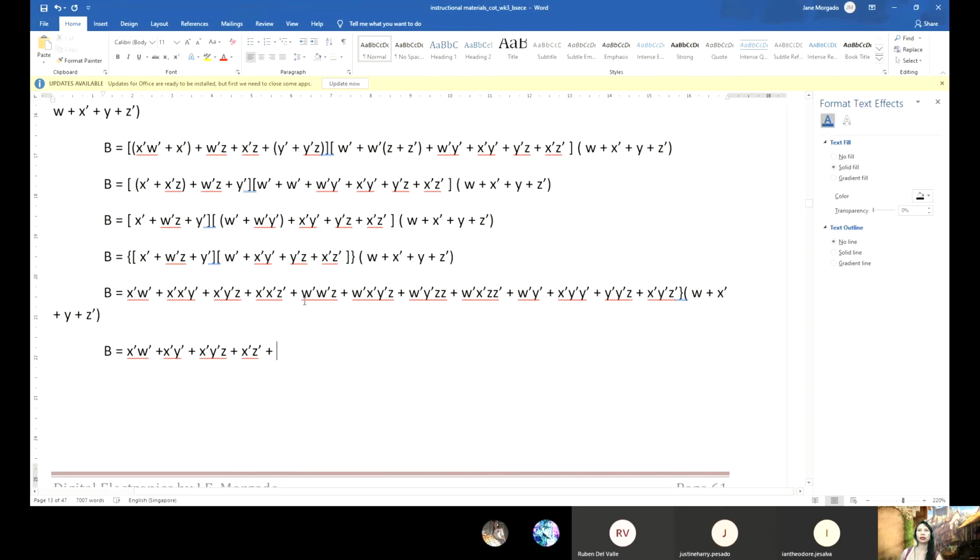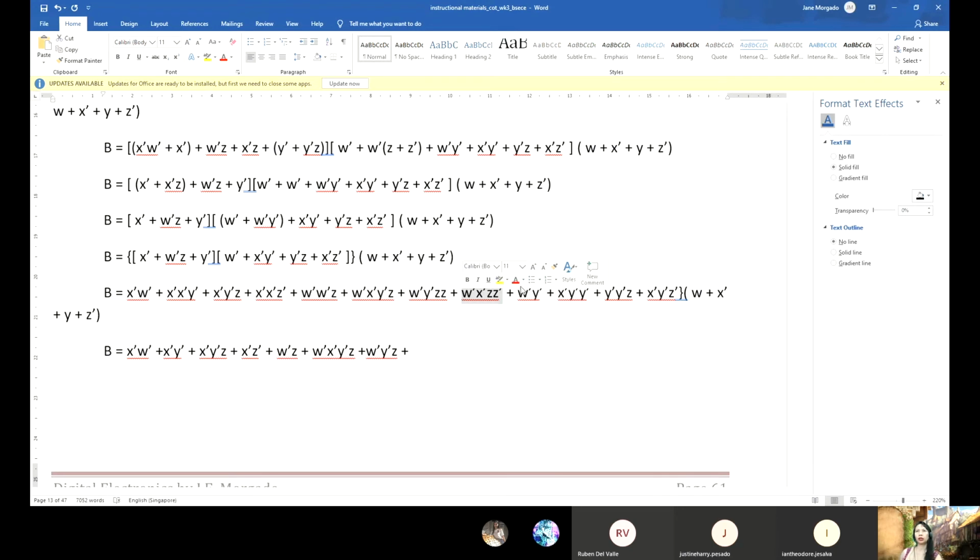So next, w prime is just w prime, z, okay. And then we have w x prime, okay, we'll just copy. Then next is w prime, y prime, z, so it's just w prime, y prime, z, okay. And then we have z z prime, double prime, x prime, z z prime.